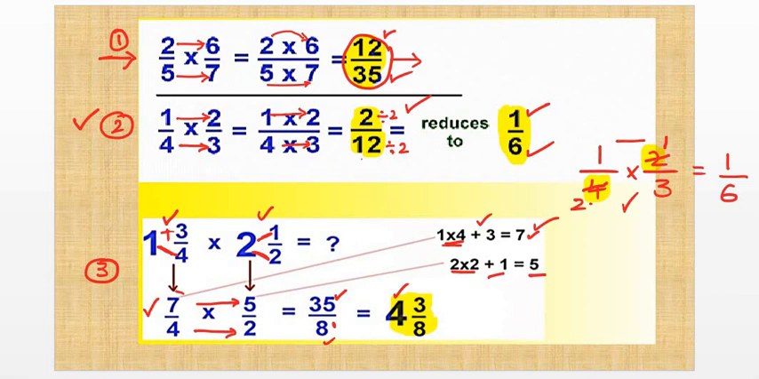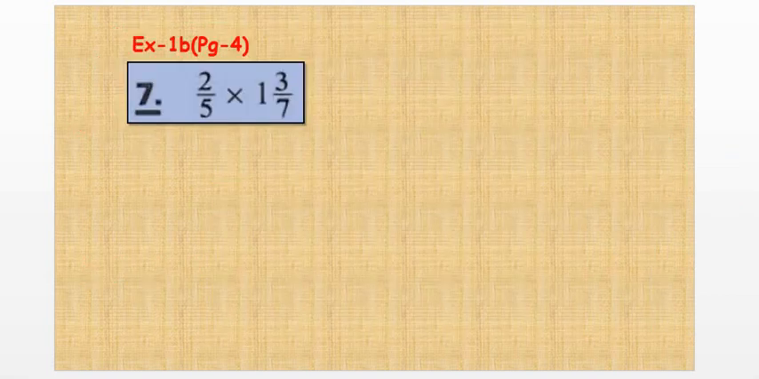Let me solve some questions from the exercise now. This is question 7 from the exercise. So first of all, think: can I start the multiplication? The answer is no. Why? Because you have a mixed number over here. So better change this mixed number first of all into an improper fraction.